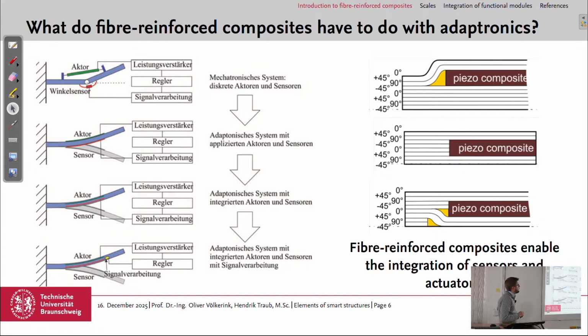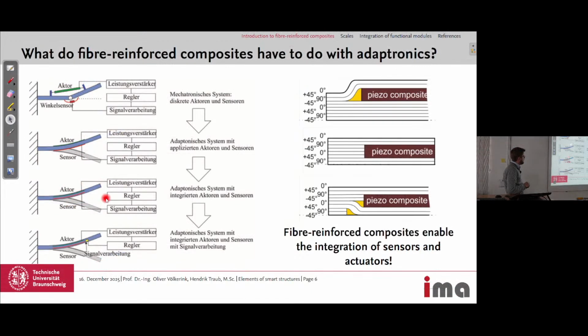So what do fiber reinforced composites have to do with adaptronics or smart structures? If we want to have systems with a high level of integration, so here is a more mechatronic system. Here we have surface applied actuators and sensors. But if we want to have higher levels of integration of actuators and sensors, then we can't do it with metals that easily. So it's a good combination with fiber reinforced plastics. And at the end, we will have a look at different approaches to integrate these piezo composites or these functional modules into the laminates.